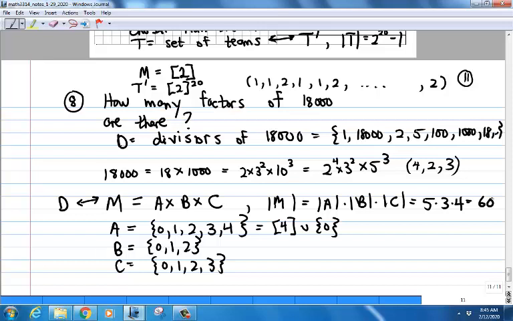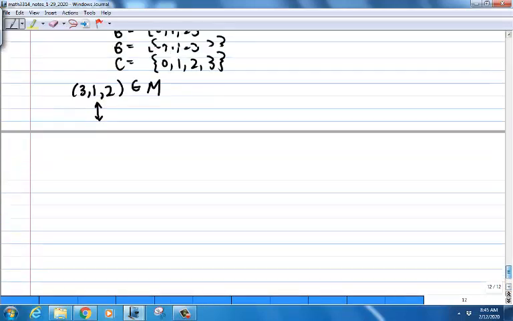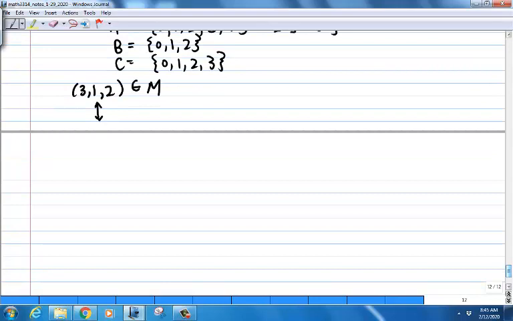So if I just pick a tuple at random out of this set, how does that correspond to a divisor? So you all pick a tuple at random, but don't use one that we've already written down there. Sure. Okay, so 3, 1, 2. That is definitely an element of M. And how does that match up with one of the divisors of 18,000? How do you build a divisor of 18,000 from that tuple? Yeah, they just become the exponents.